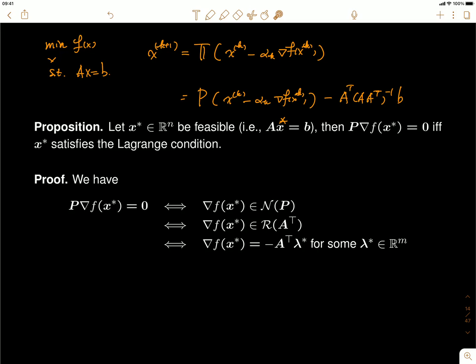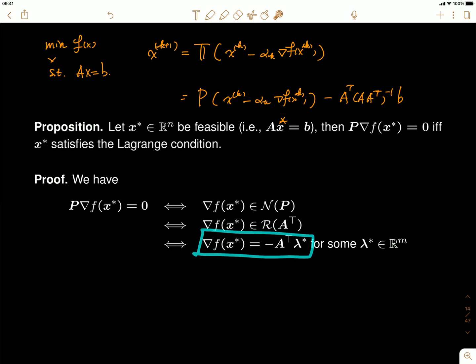Okay, so this means that this is in the range of A transpose, or can be formed by the linear combination of the columns in A transpose, and the combination coefficients will be given by some negative lambda star, and then we have this. Well, if this is true, this is the first one of the KKT conditions, or Lagrange condition. Because when we have this problem, the Lagrange function is this plus lambda times Ax minus b, and taking the gradient with respect to x, we get this one.